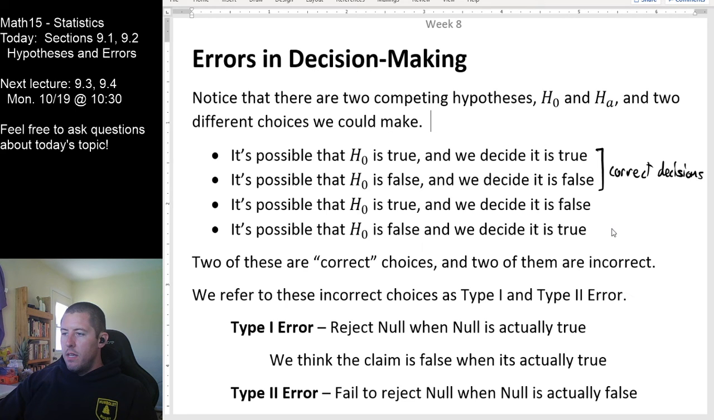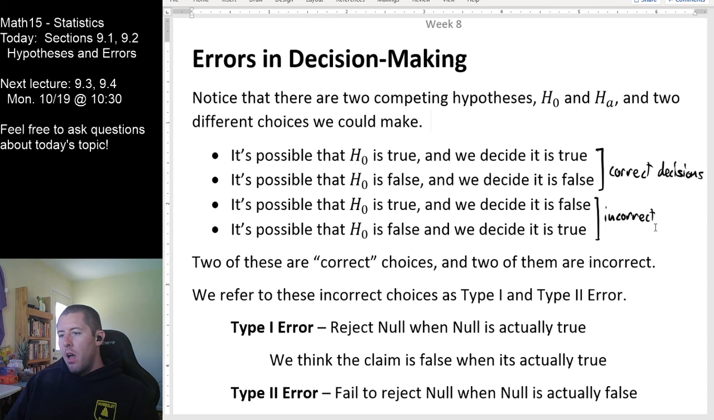These are our erroneous decisions. These are incorrect decisions right here. These are the ones that we want to stop and say, well, I don't know, does it matter if we make the incorrect decision here? It might be the case that our null hypothesis statement is actually true, but that we come up with some evidence that suggests that it's false, or we make the decision that says that it's false incorrectly.